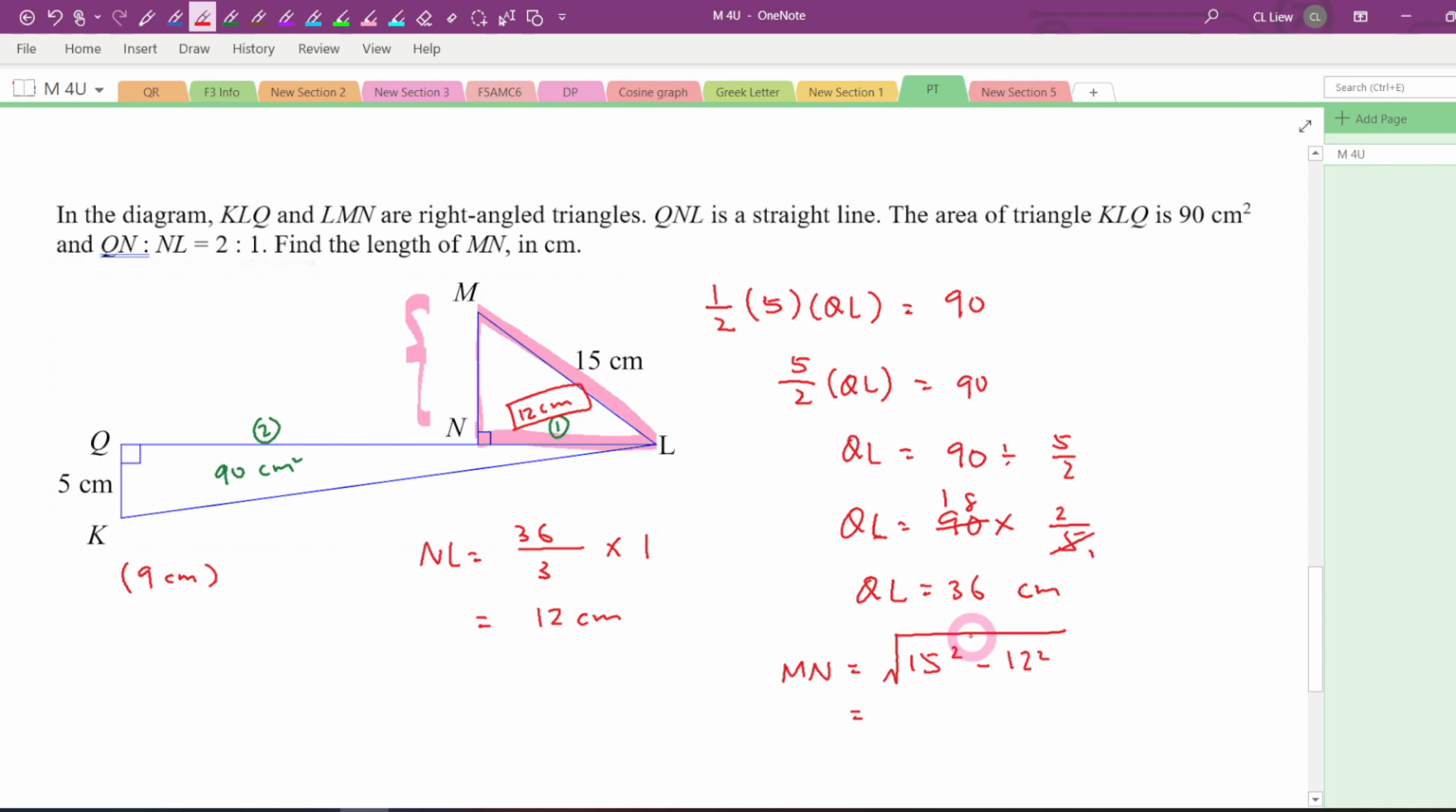Okay. Now 15 square minus 12 square is equal to 81. Square root of 81 is equal to 9. Now we got the answer. MN is equal to 9 centimeter.